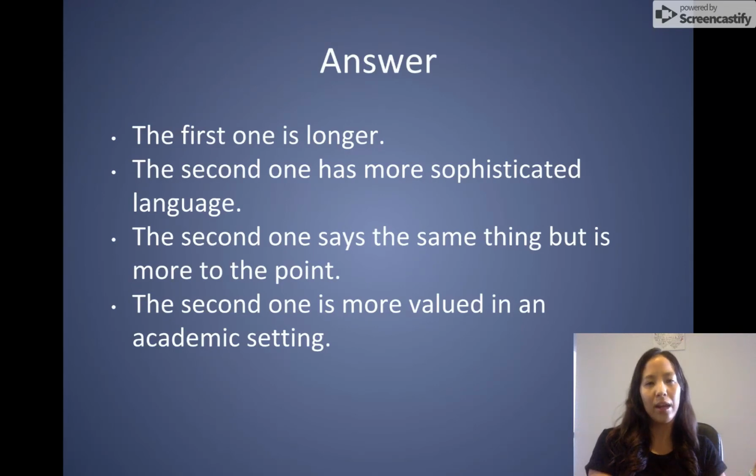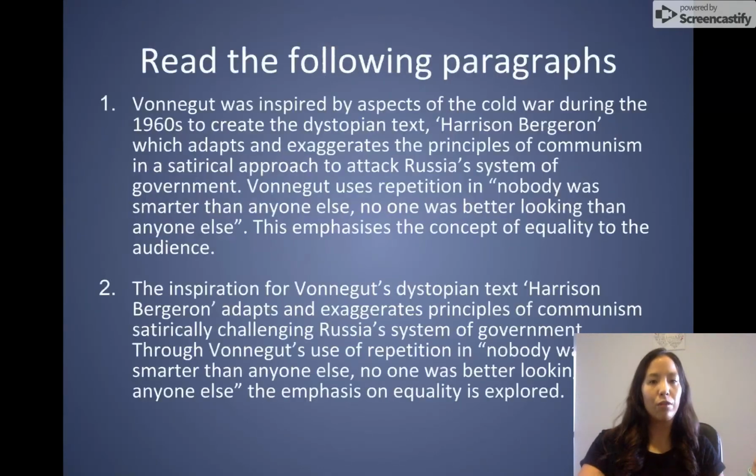Certainly there's more than that, but these are the ones on first observation. Now, as I mentioned, these actually have the same information, but they're just written in very different ways. And what you will notice is that you can actually condense more into some of those sentences for them to make sense. So for example, if we look at the final sentence, through Vonnegut's use of repetition in "nobody was smarter than anyone else, no one was better looking than anyone else," the emphasis on equality is explored.